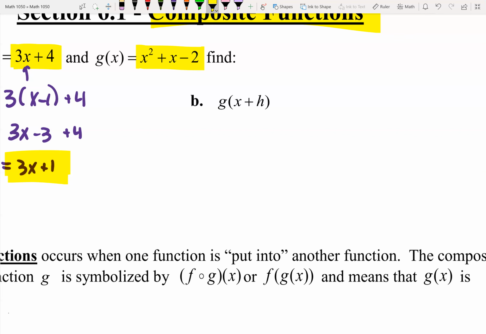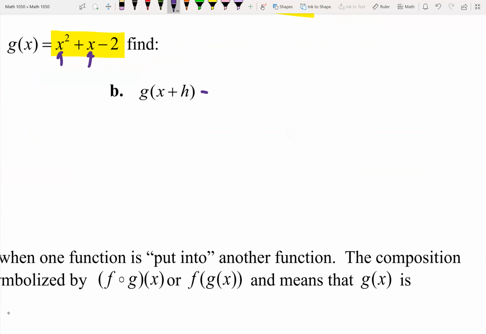Question B, you go to this pink g of x. Well, it's yellow, I guess. And right here and right here, where I see an x, I put in x plus h. So I'm just going to go x plus h in parentheses squared plus x, which is now x plus h, minus 2. Okay, so I have to put x plus h in here and in here. Some people miss the second one.